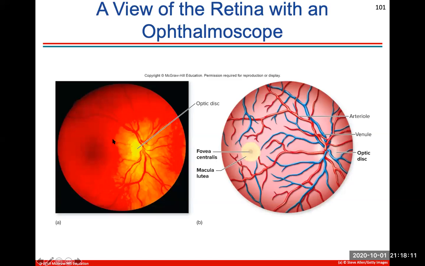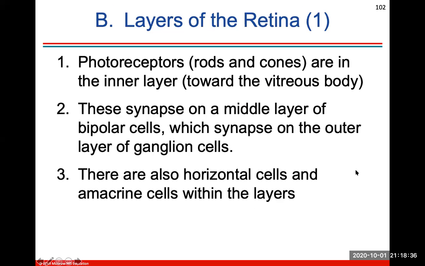So here's a fun picture of the retina. Here's the optic disc where the optic nerve will attach, and you can see the blood vessels coming out of it. So there are no photoreceptors there. Here's the macula lutea, this area with the fovea centralis in the center of it. And that's where the concentration of cones will be greatest. So this is the area of sharpest vision. Photoreceptors, rods and cones, are in the outer layer. These synapse on a middle layer of bipolar cells, which synapse on the inner layer of ganglion cells.